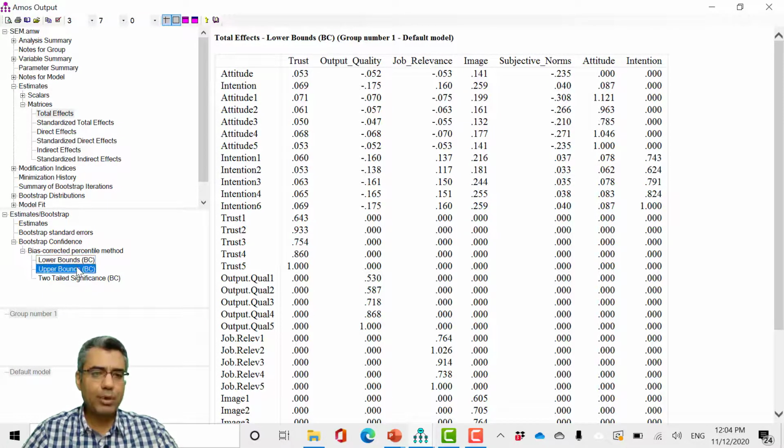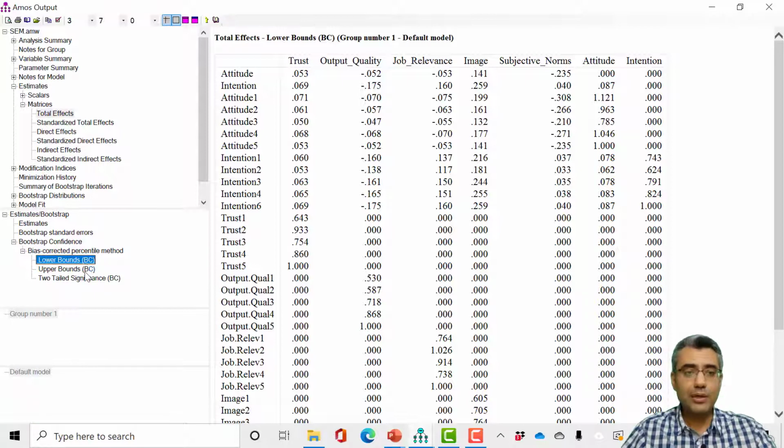What is lower bound, upper bound? This is the 95% confidence interval, lower bound, upper bound. From lower bound to upper bound, it will give you a range. And if this range covers 0, 0 falls in this range, this means the path coefficient that you got is not significantly different from 0. But if 0 doesn't fall in this range, this means your path coefficient is significantly different from 0.